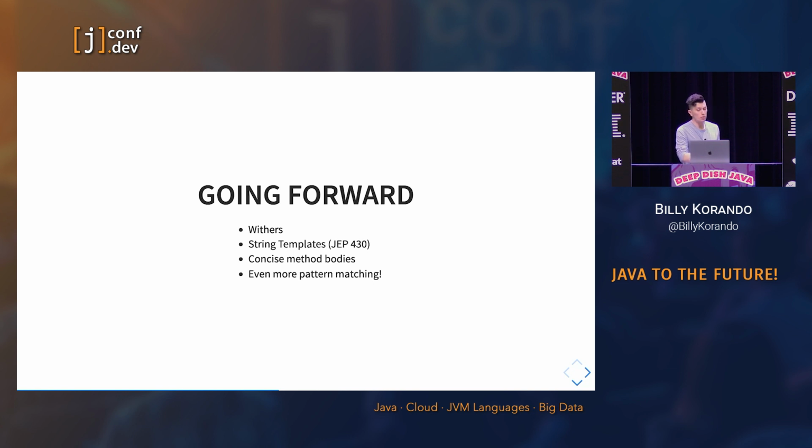Going forward, hopefully we'll be able to get withers with records. So we have an existing record, and I just maybe want to update the Y within it. We can do with Y for a value on a record.